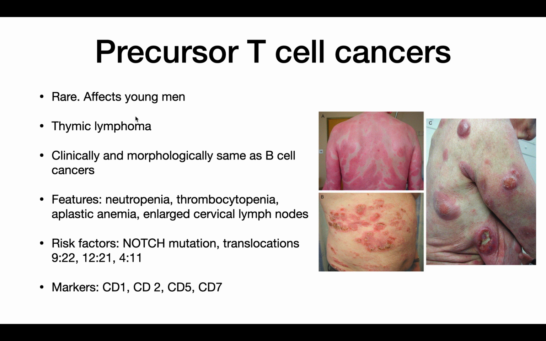Precursor T cell cancers are rare. They're involved with the thymic lymphoma, and they really affect young men. Clinically and morphologically, it's basically the same as B cell cancers. So you get the features of neutropenia, thrombocytopenia, the aplastic anemia, so there's bone marrow involvement, and of course the enlarged cervical lymph nodes. The risk factors would be the Notch mutations and the translocations between 9 and 22, 12 and 21, and 4 and 11. And because this is a precursor T cell cancer, the markers would be CD1, CD2, CD5, and CD7.